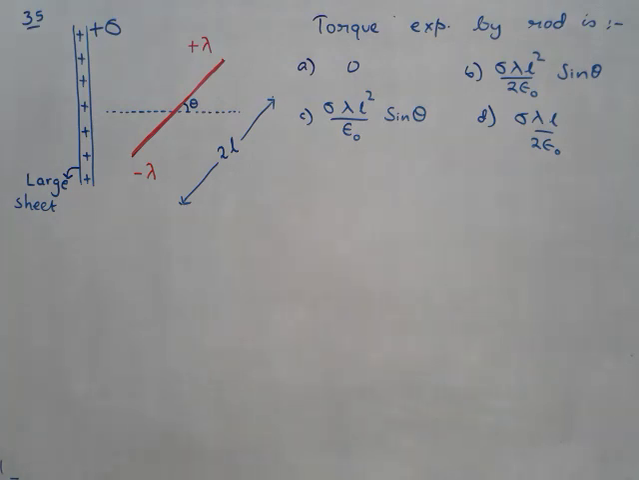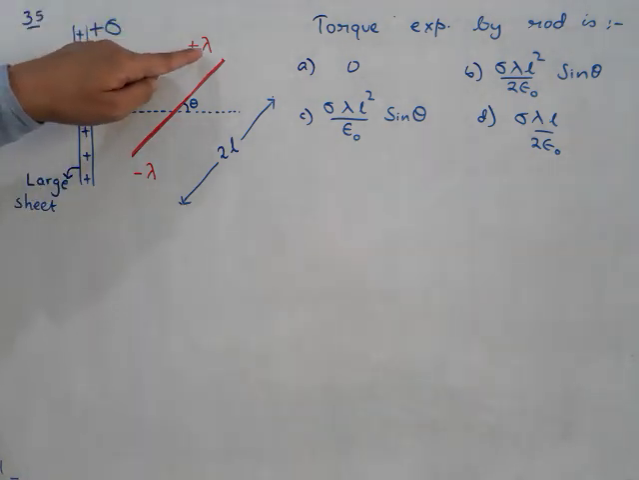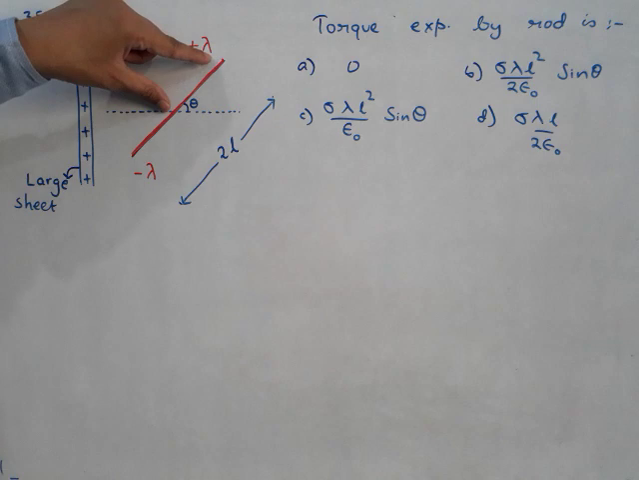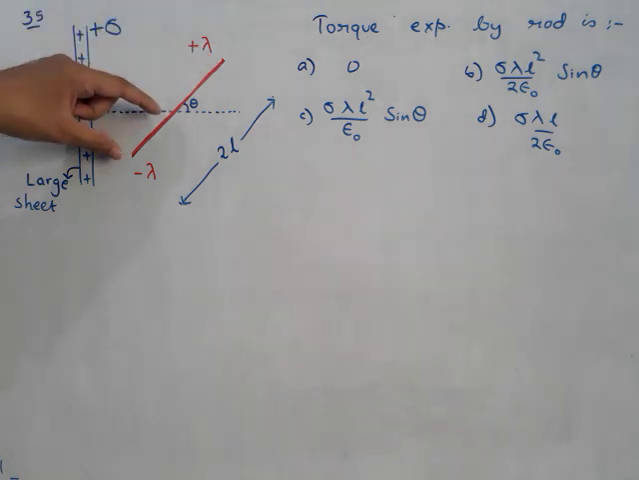This is the next question. In your assignment you will find this as question number 35. This is a large sheet of charge. Plus sigma is the surface charge density. And this line is normal to this sheet. Making an angle theta to this line, there is a rod. This rod has its midpoint over this line, and it has plus lambda as linear density of charge in this half part and minus lambda as the linear density of charge in the other half.